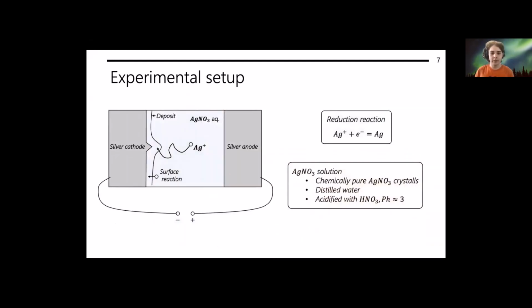Let's first consider what a dendrite is. Because we have an aqueous solution of silver nitrate, it dissolves into silver cations and nitrate anions. Because of diffusion and the external electric field, the cations migrate and diffuse to the cathode, where some surface reaction appears, and these ions deposit, creating our dendrite.